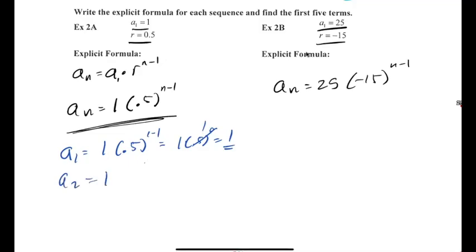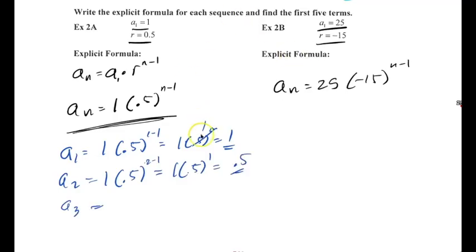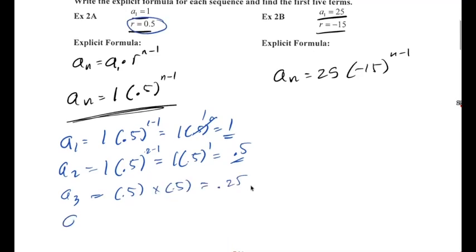A2 would be 1 times 0.5 to the 2 minus 1. 1 times 0.5 to the first, which is 0.5. A3, again, we keep on plugging it in, or since our r is 0.5, we can multiply by 0.5 every single time. If I get 0.5 and then times it by my common ratio, 0.5, I get 0.25. If I want A4, you get your answer and times it by the common ratio, 0.5. And now I get 0.125, and so on.